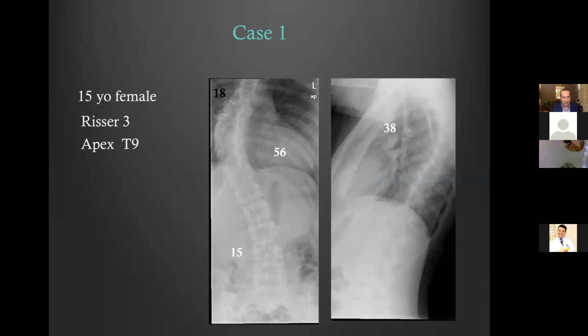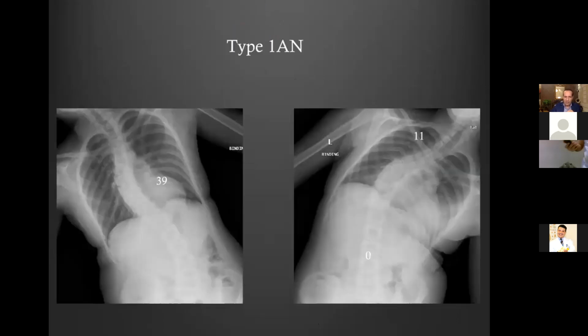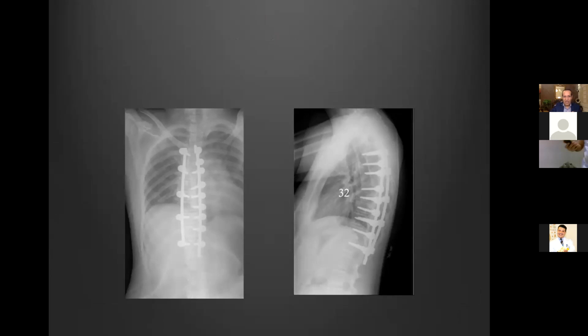So it is a 15-year-old female patient. Risser 3, meaning that 75% of maturity is reached. So it's a mature patient. This is the case that we just talked about, and the apex is T9. We explained that it's a flexible curve, and we start with the lower instrumented vertebra, which was L1, and the upper was T5. And this is a straightforward, simple case.